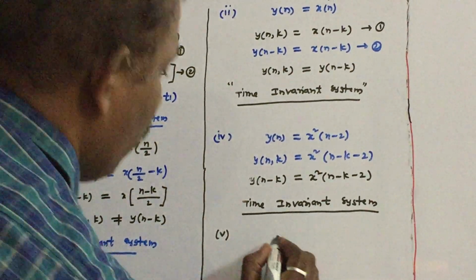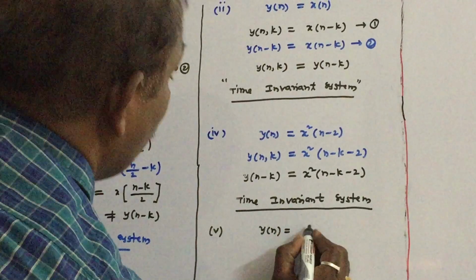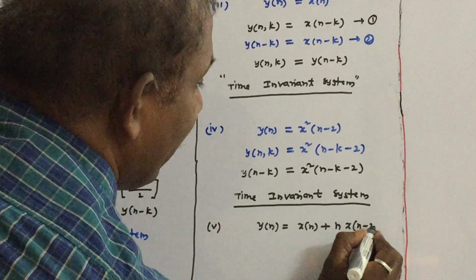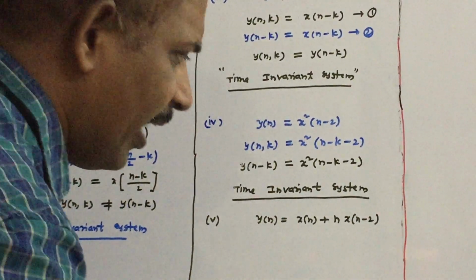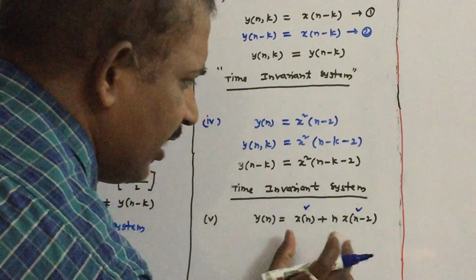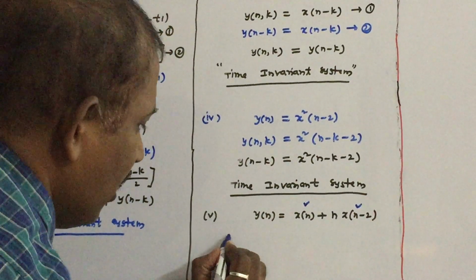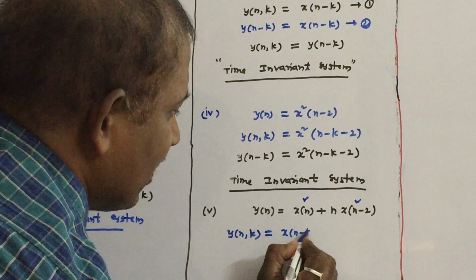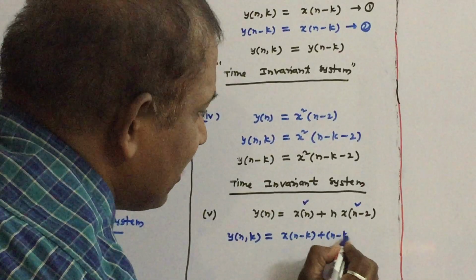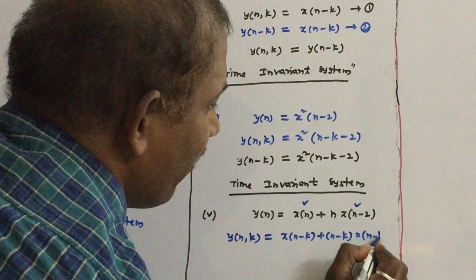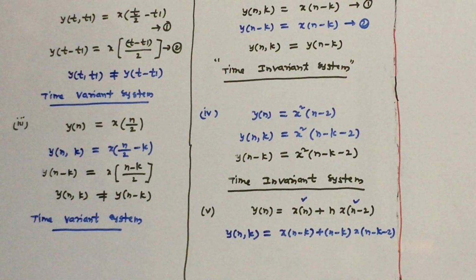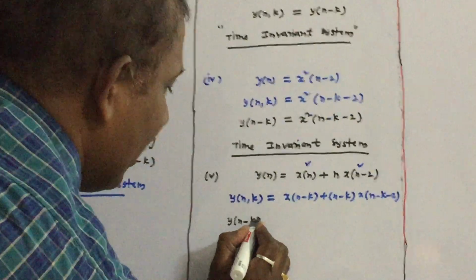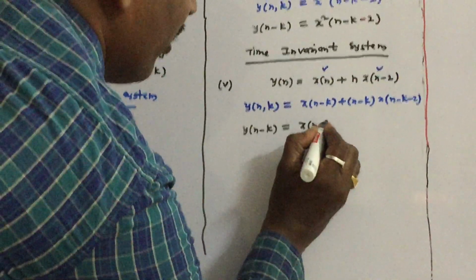What is the fifth one? y of n is equal to x of n plus n into x of n minus 2. Now delay the input here. This is the input in this equation. Delay the input by k samples, so that is represented as y of n comma k, which is equal to x of n minus k plus n into x of n minus k minus 2. Now delay the output by k samples, that is y of n minus k.